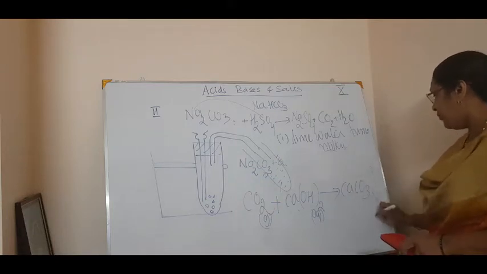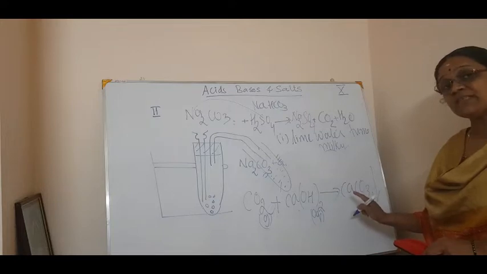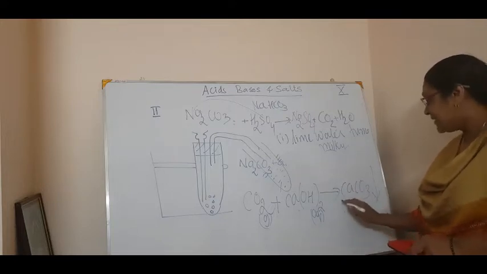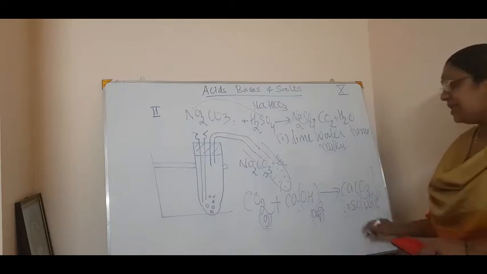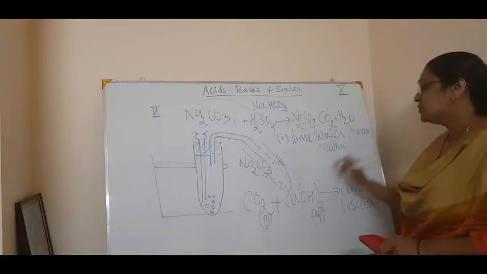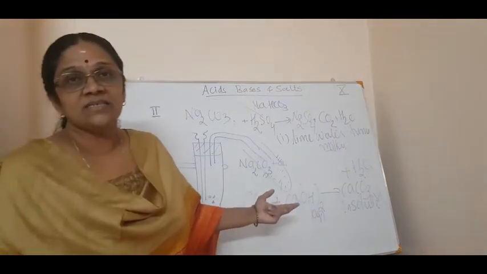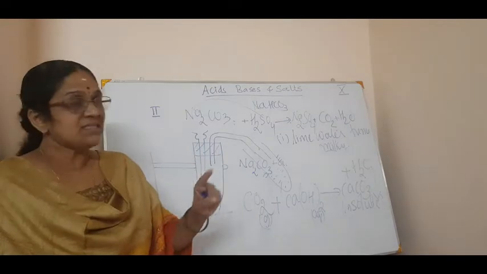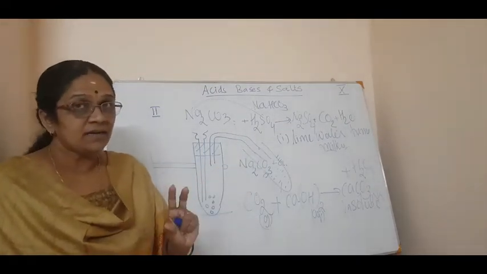See, I will put a downward arrow. What does a downward arrow depict? It depicts that this is a precipitate. That means it is an insoluble substance, isn't it? This is an insoluble substance along with water. So that is the precipitate. That is why the lime water turns milky. That is the first observation: lime water turns milky. You got it? Clear? Okay.